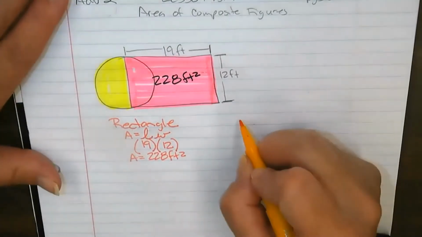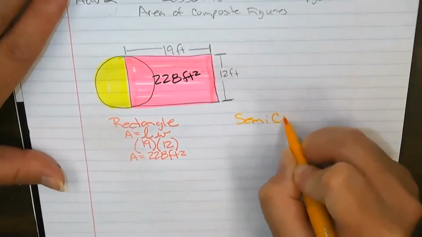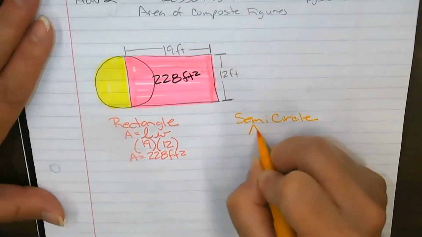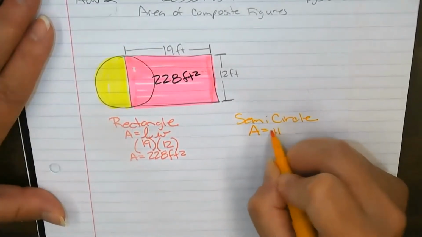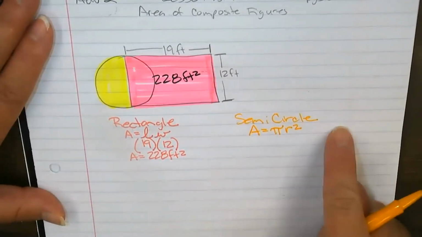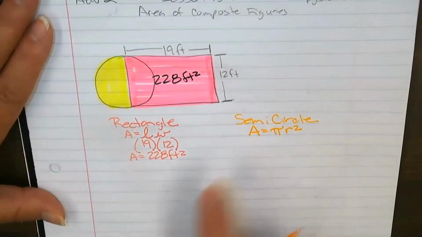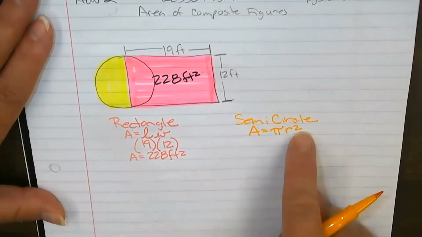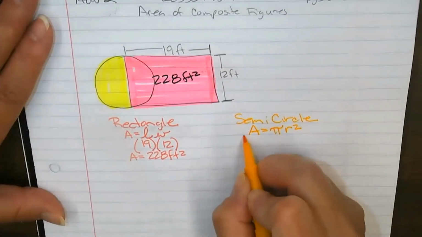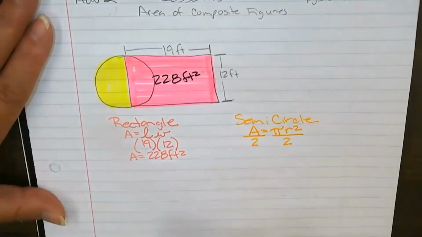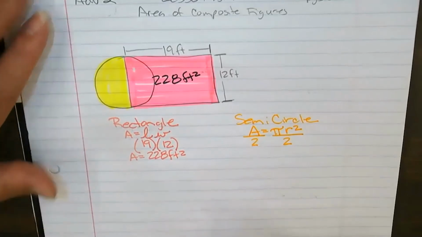Now, I need to find the area of the semicircle. And I know the area of a circle is pi r squared. But remember, this is the whole circle. We want half the circle. So I can divide by 2 here and divide by 2 here if I want. I can set that up ahead of time just to remind me.